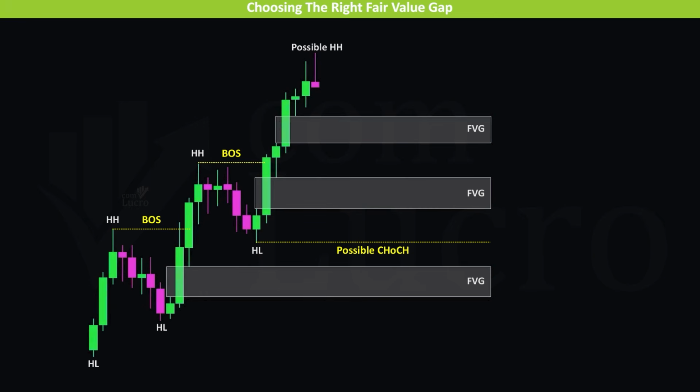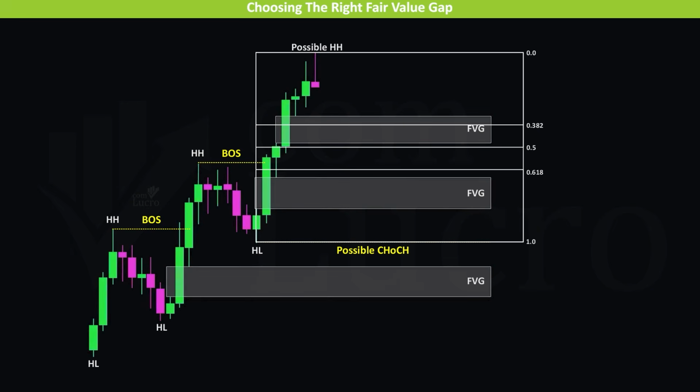So now the real question becomes, which fair value gap is actually worth trading? In this example, there are several fair value gaps marked on the chart. The basic idea is to wait for price to reach these zones and then look for buying opportunities. However, we are only focused on buying when price reaches the middle fair value gap. So why are the others ignored?